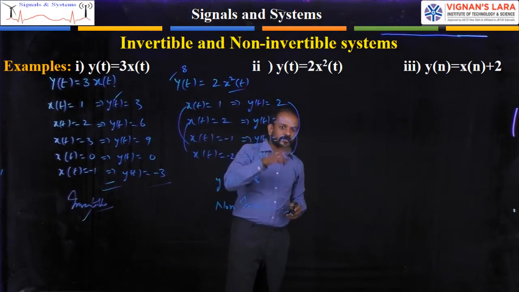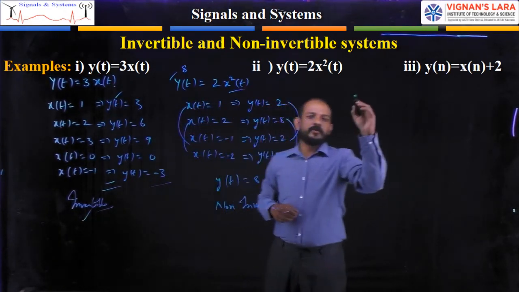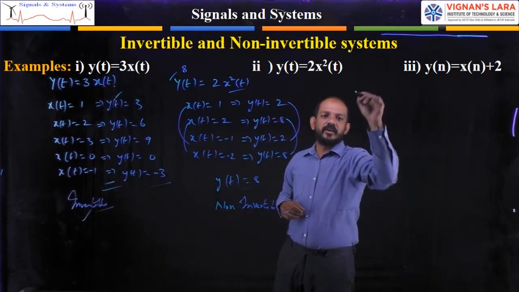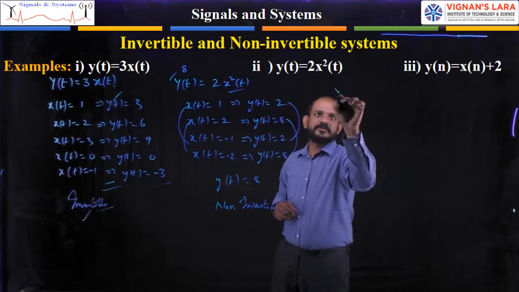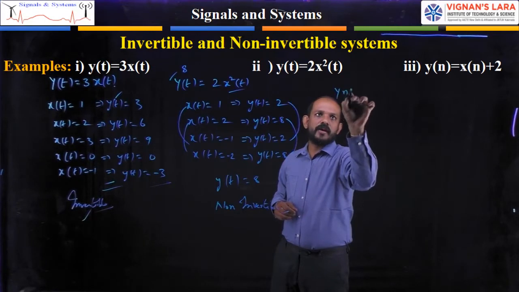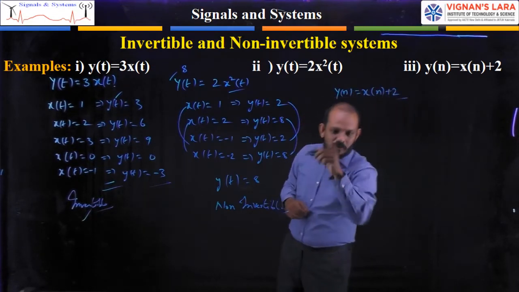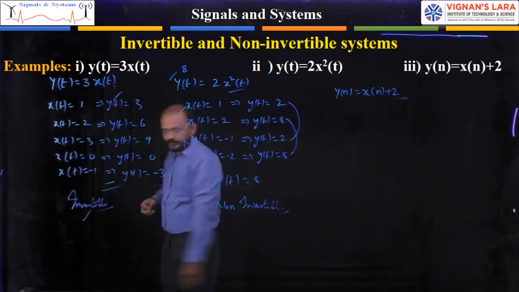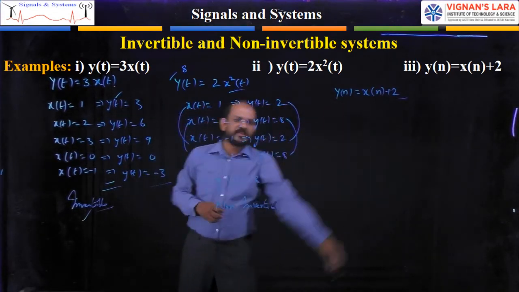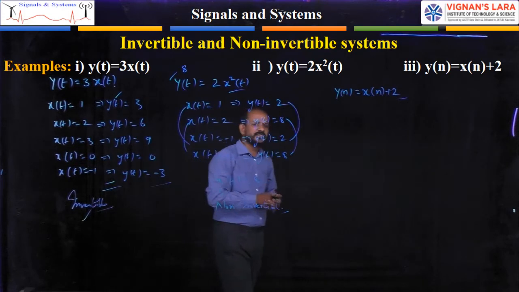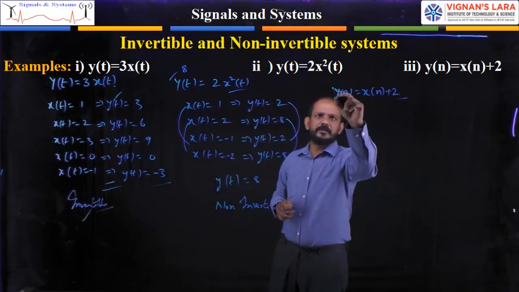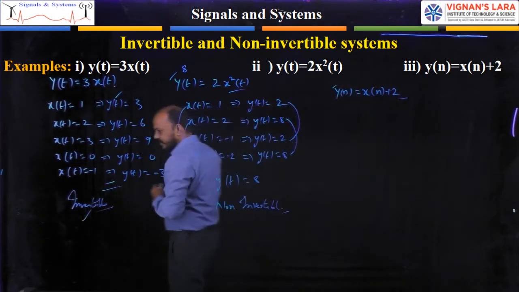Now coming to the third one. Here is the important one. The third one is y of n equal to x of n plus 2. Now my question is, is this system equation with respect to continuous or discrete? This system equation is with respect to discrete.